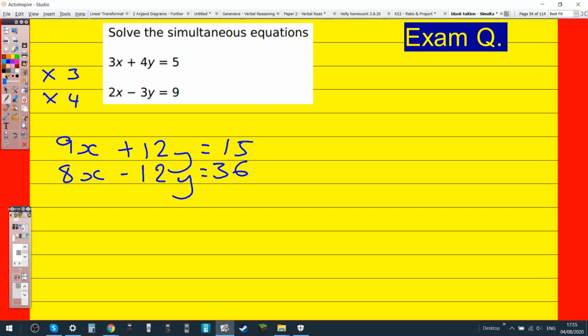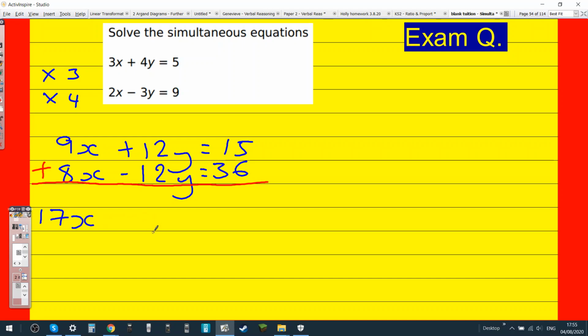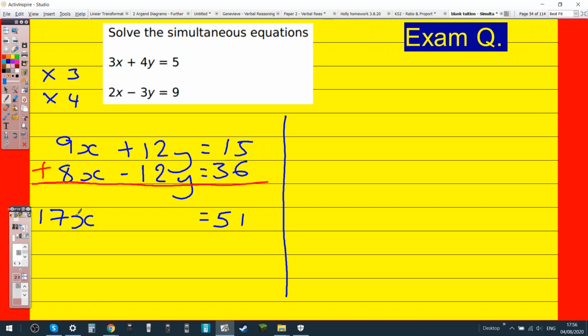So now you would have to add because they are different. So you would get 17x and y would be cancelled. And it would equal 51. And then, if you make it into 1x, and then you divide 51 by 17, you would get 3.